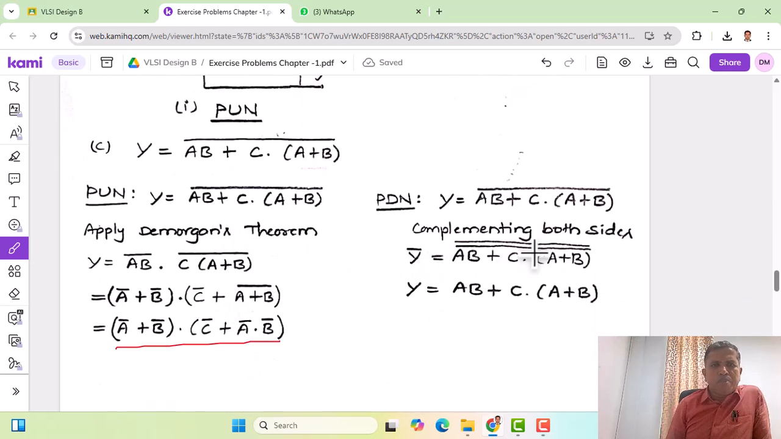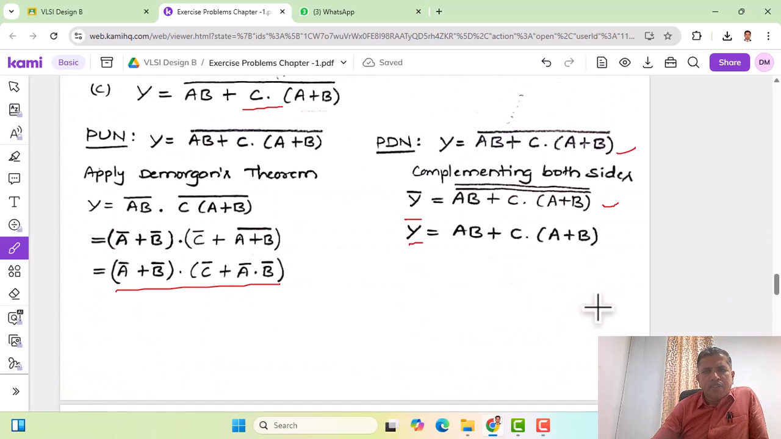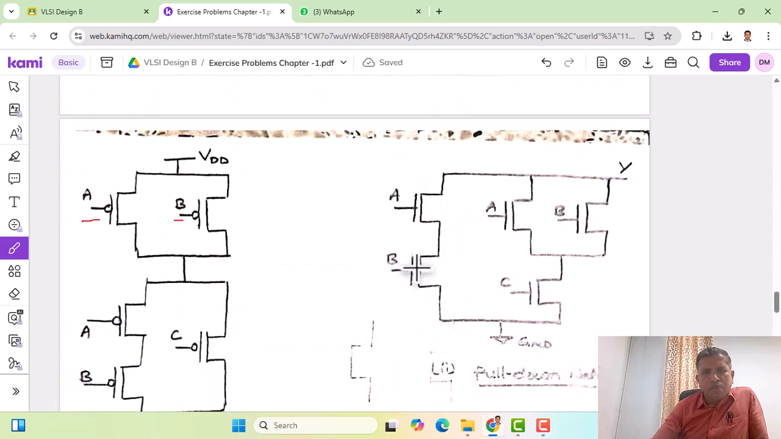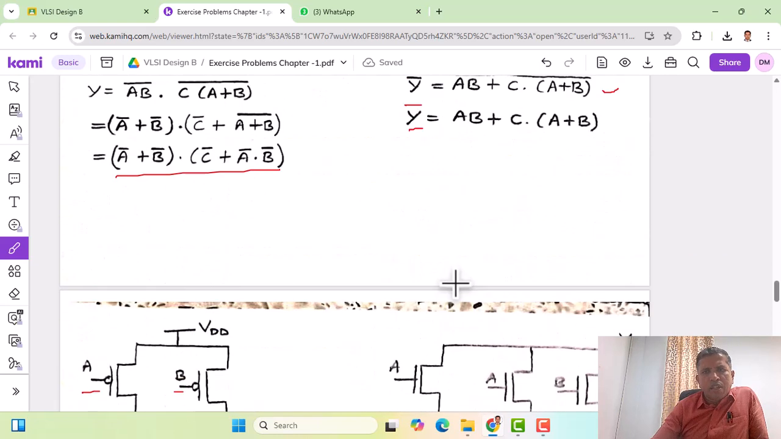So to make the pull down network, the same expression here, again rewriting that expression and complementing on both the sides. So we have y bar here complemented, and double complement can be removed. So we'll have AB plus C dot A plus B. So now we can write the structure for this, AB, which is NMOS transistors which are in series, and another AB which are in parallel.